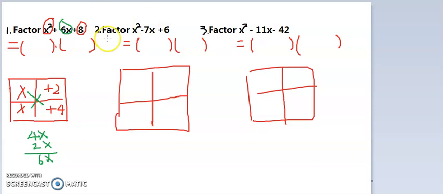When you write down the answer, we write down the two rows. First row, x plus 2. Second row, x plus 4.